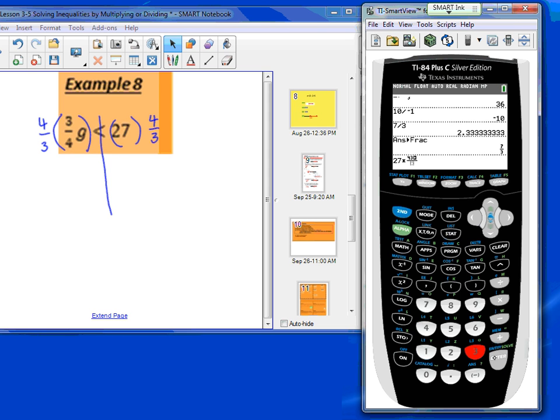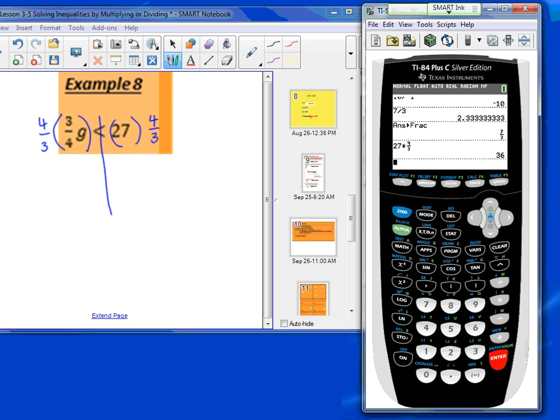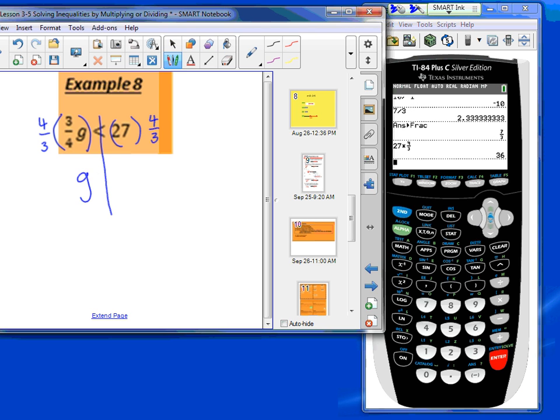4/3. Uh-oh, my 3 didn't go where it was supposed to. Is the 3 still on top? Oh, stinker, get out of there. Okay, there. Okay, so we get 36. So we get g is less than 36, and we make a graph.